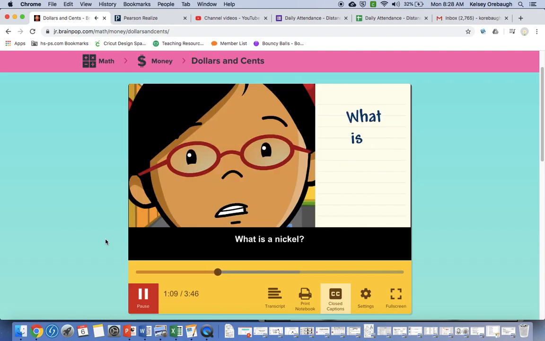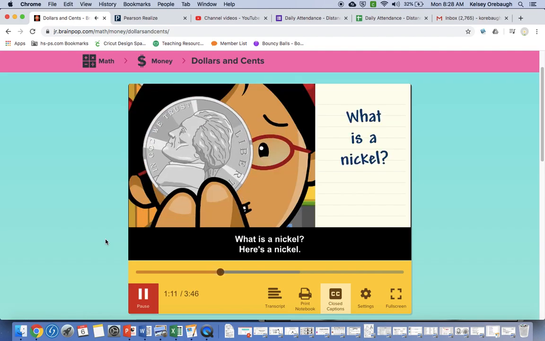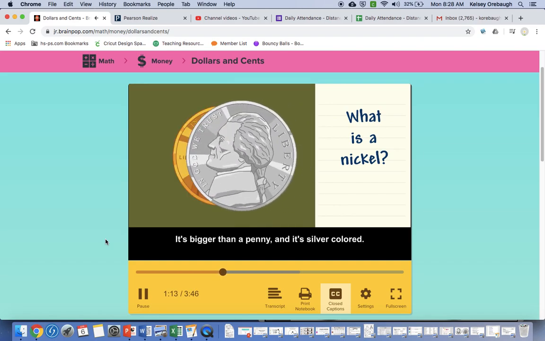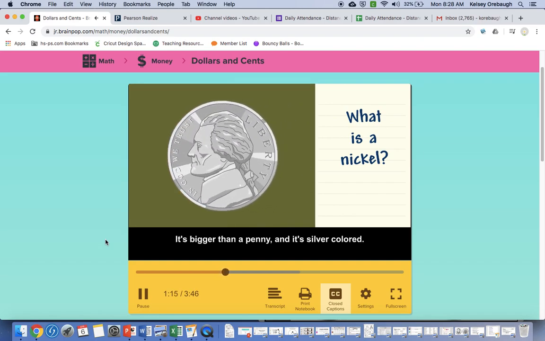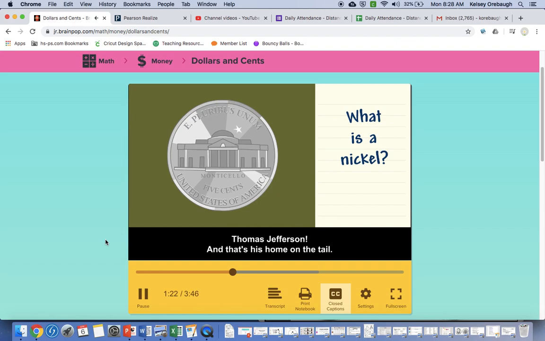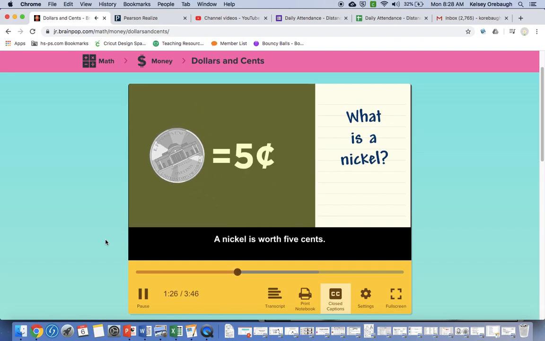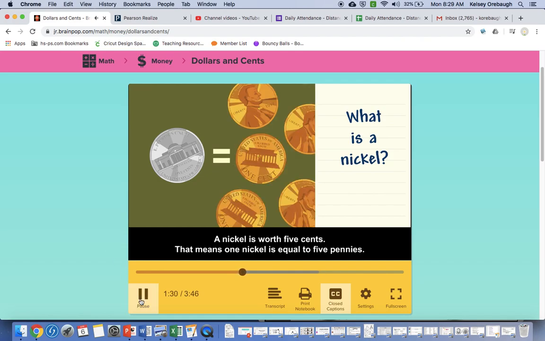What is a nickel? Here's a nickel. It's bigger than a penny and it's silver colored. There's another president on its head, Thomas Jefferson, and that's his home on the tail. A nickel is worth 5 cents. That means 1 nickel is equal to 5 pennies.